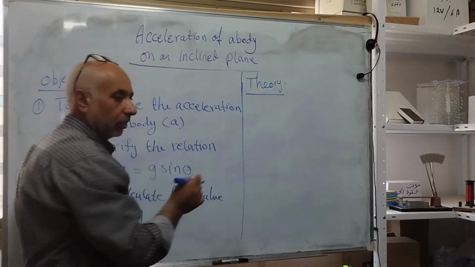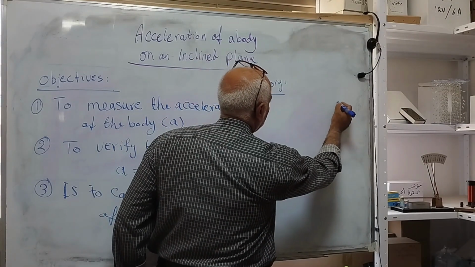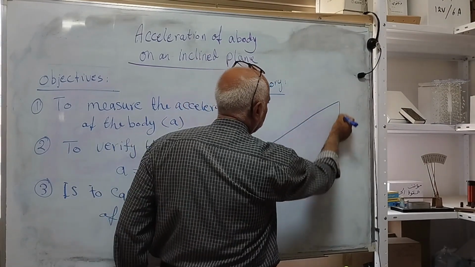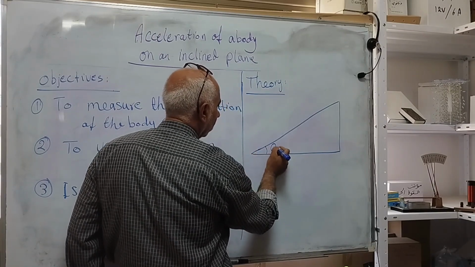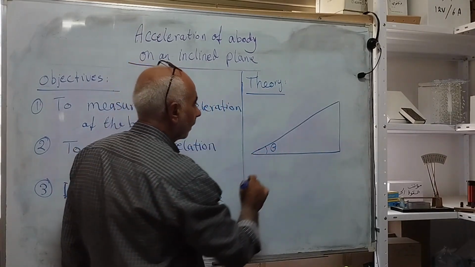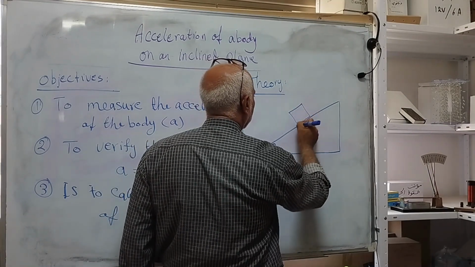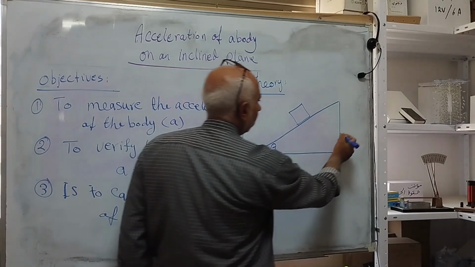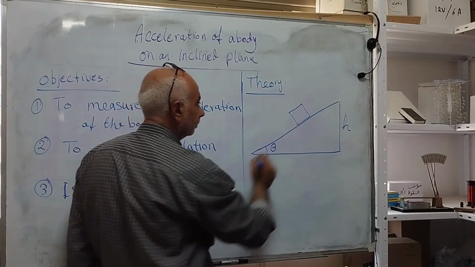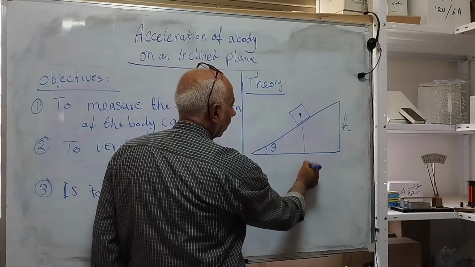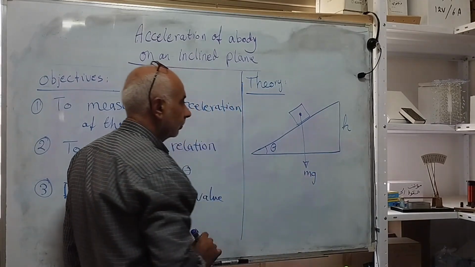Now we will explain the theory of this experiment. This is an inclined plane. This angle equal theta. Here is the body. This is the height h of the inclined plane. The gravity force equal mg.